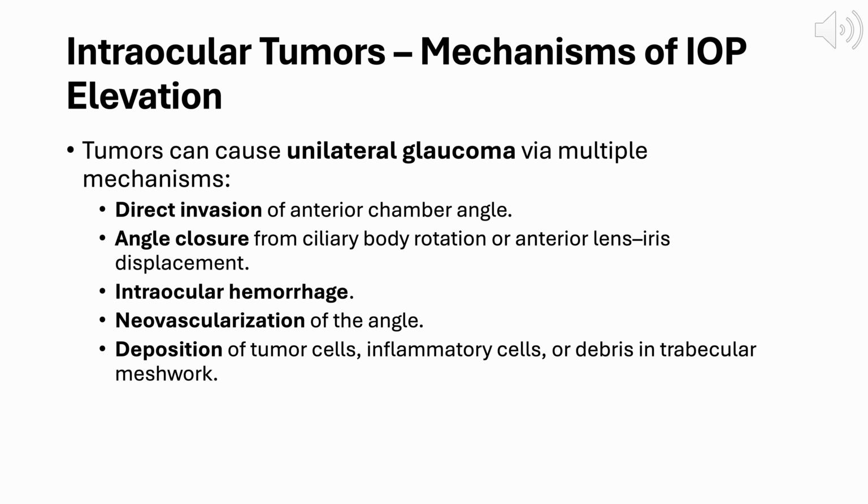On this slide, we discuss how intraocular tumors can elevate intraocular pressure and cause unilateral glaucoma. These tumors can directly invade the anterior chamber angle, blocking aqueous outflow. They may also cause angle closure by rotating the ciliary body or displacing the lens iris diaphragm forward. Intraocular hemorrhage is another potential cause, as is neovascularization of the angle, which can lead to fibrovascular membrane formation and secondary synechial closure. Finally, tumor cells, inflammatory cells, or other debris can deposit in the trabecular meshwork, further impairing aqueous drainage.